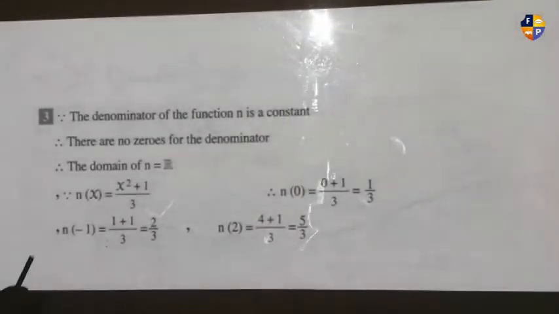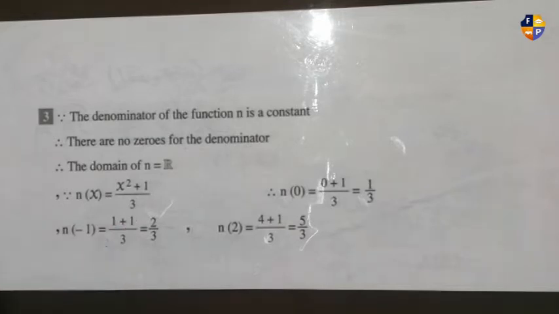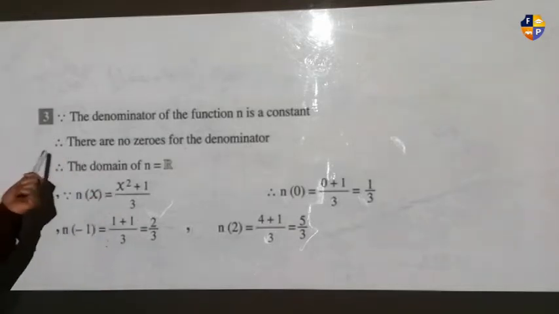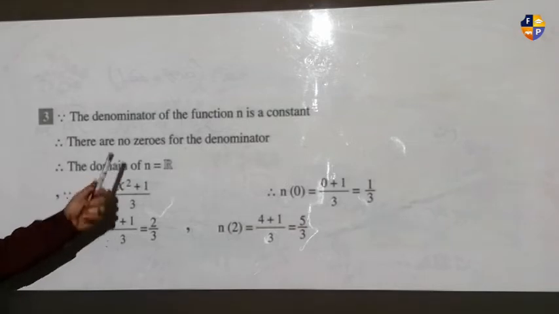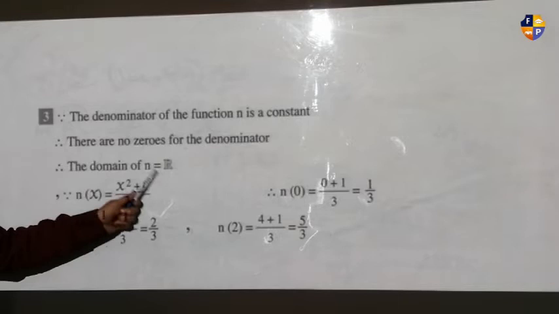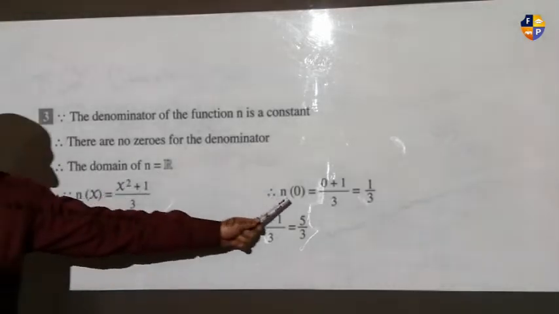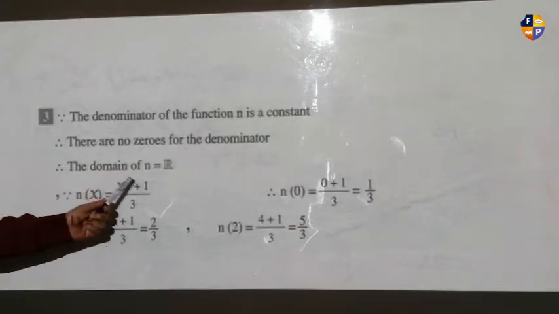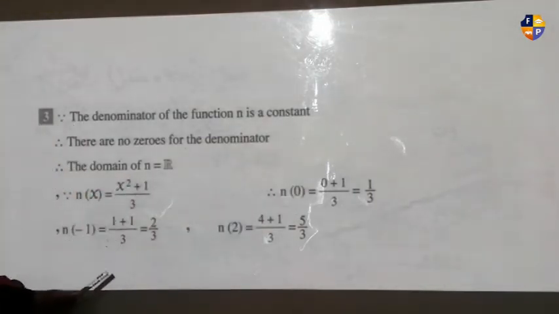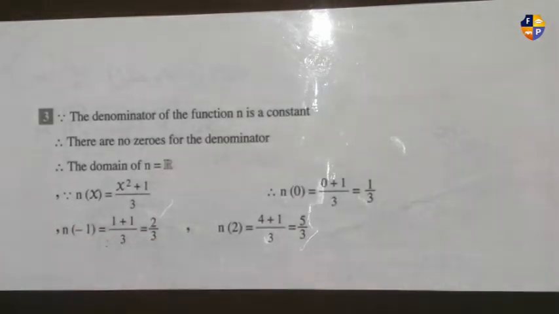Number 3, n(x) equals (x power 2 plus 1) over 3. The denominator has no zeros. Okay. Then the domain equals R. The domain of this fraction equals R. n(0) belongs to the real numbers. We substitute x equals 0: (0 power 2 plus 1) over 3. For n(-1) and n(2), we do the same substitutions.